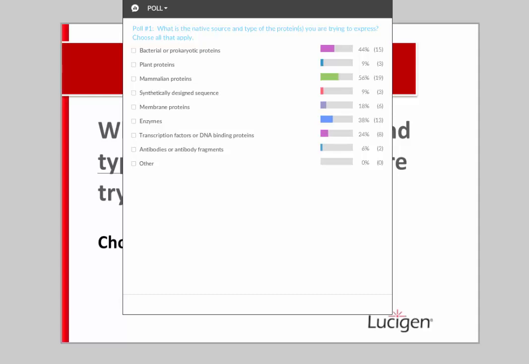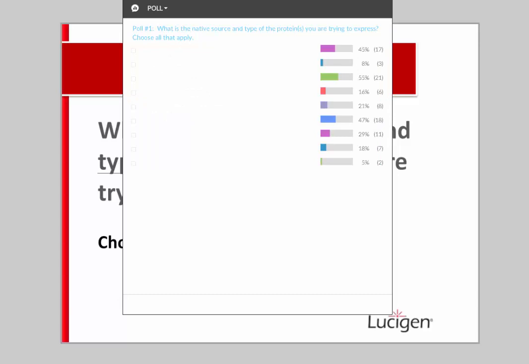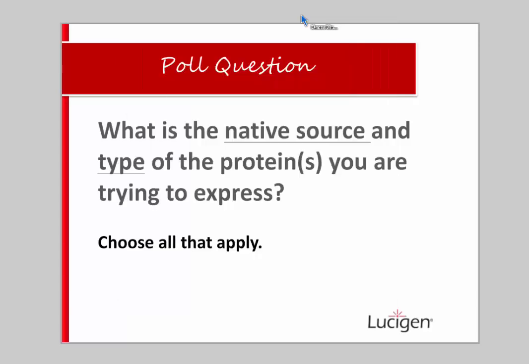For the native source, it looks like it's basically prokaryotic or bacterial proteins, mammalian, and enzymes are the primary type of protein.